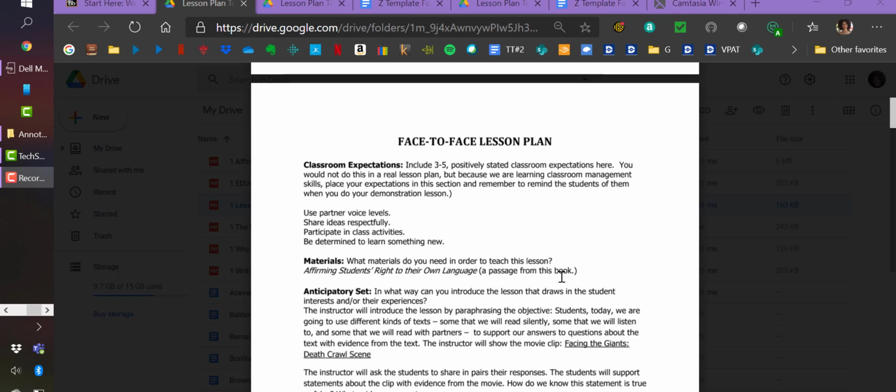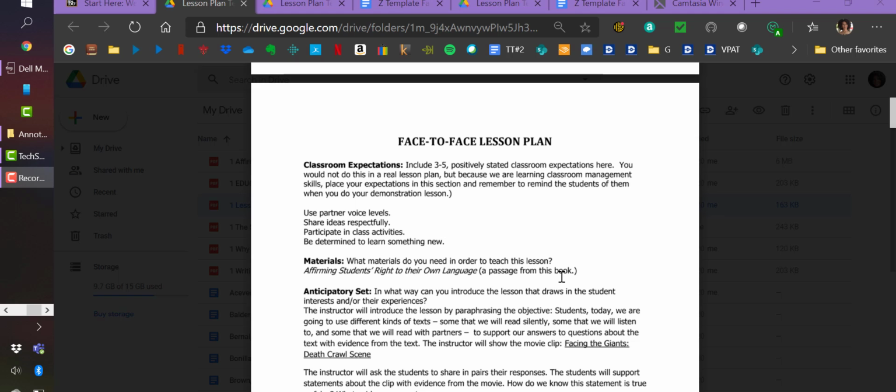I've positively stated them. So use partner voices. Use partner voice levels. That is a positively stated, very brief expectation. Now, what do I mean by positively stated? I said use partner voice levels instead of don't talk loudly. That's negatively stated, okay? Share ideas respectfully. That's positively stated. Negatively stated might be something like don't argue.